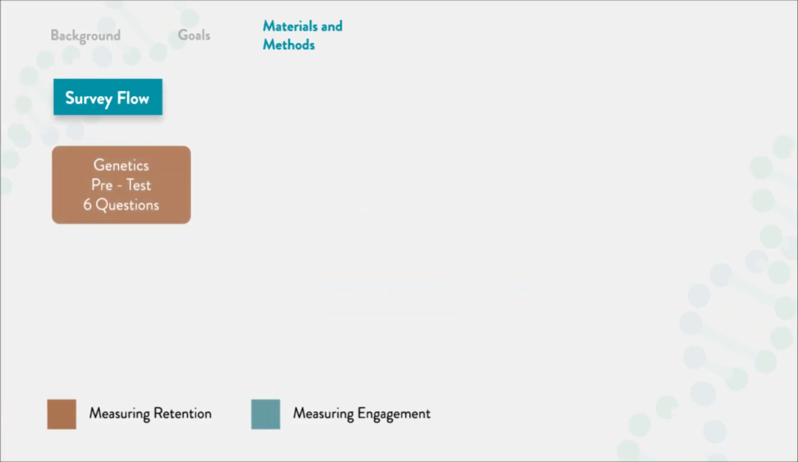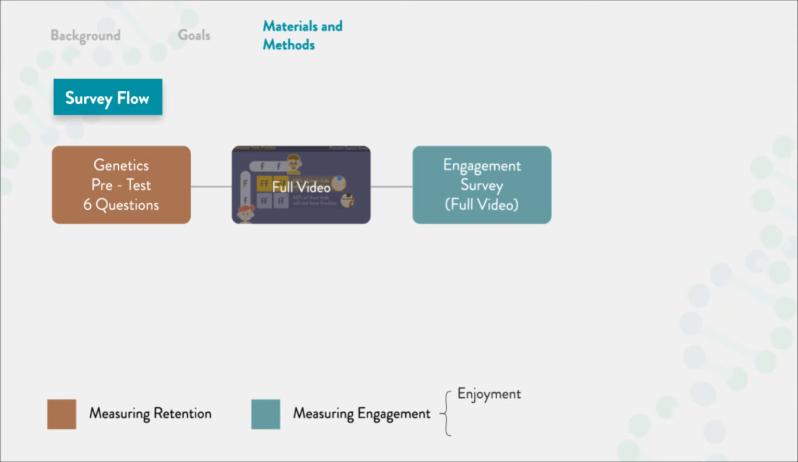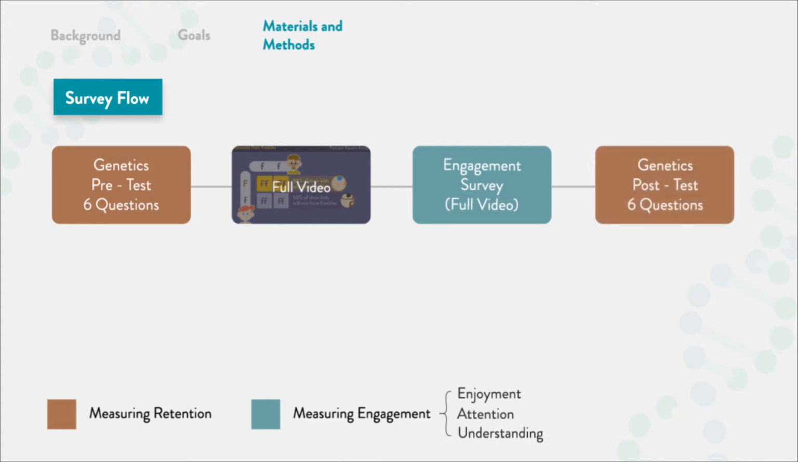Our survey flow consisted of a 6-question pretest on the topic of genetics, followed by 1 video in full. We then ran a quantitative survey on how engaging the full video was using 3 variables: how much they enjoyed the video, how much attention they paid to the video, and how well they understood the video. A post-test with identical questions was given to measure how much the participant learned from the video.